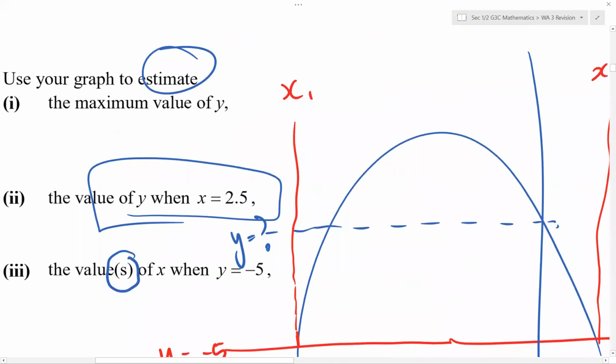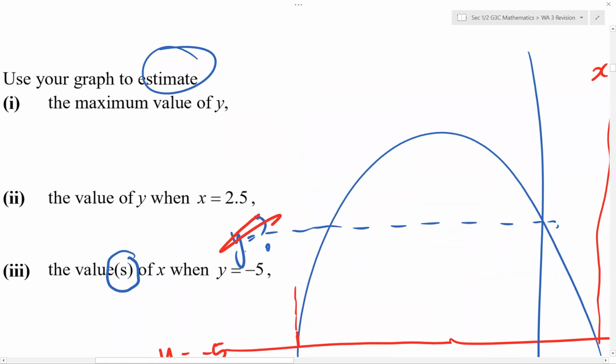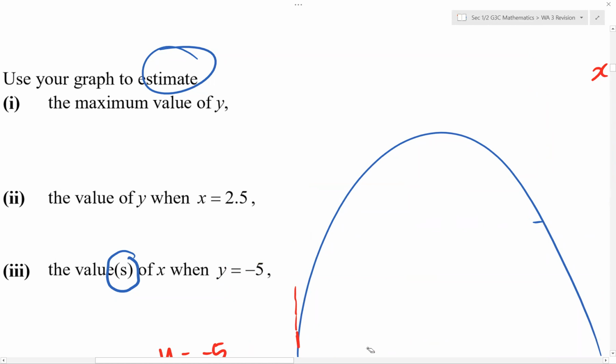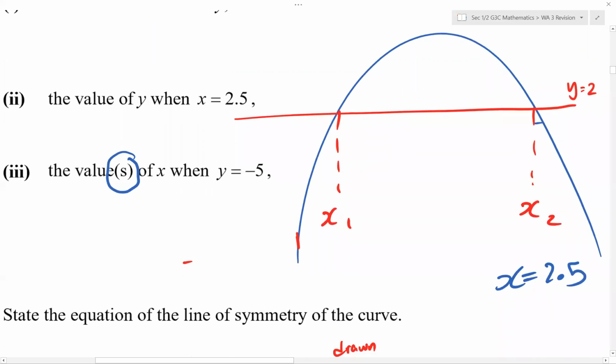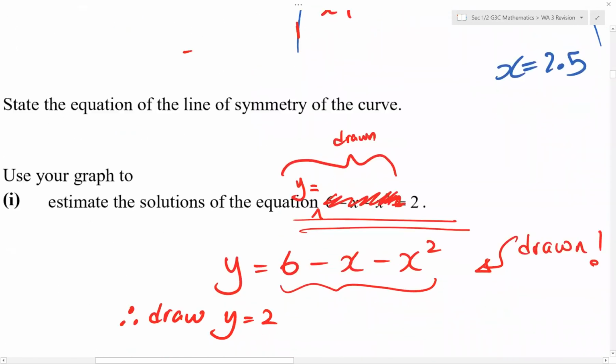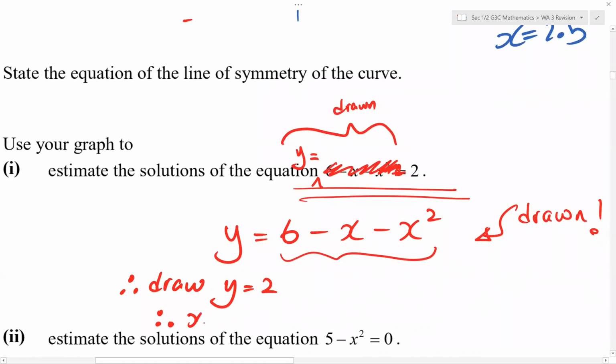So if this is my curve, this is just a sketch of my curve. I am going to draw the graph of y equals 2, one horizontal line. And the points of intersection, x1, x2. These two x values will be my solution to the quadratic equation. And then you continue to say, so x equals to whatever or whatever.